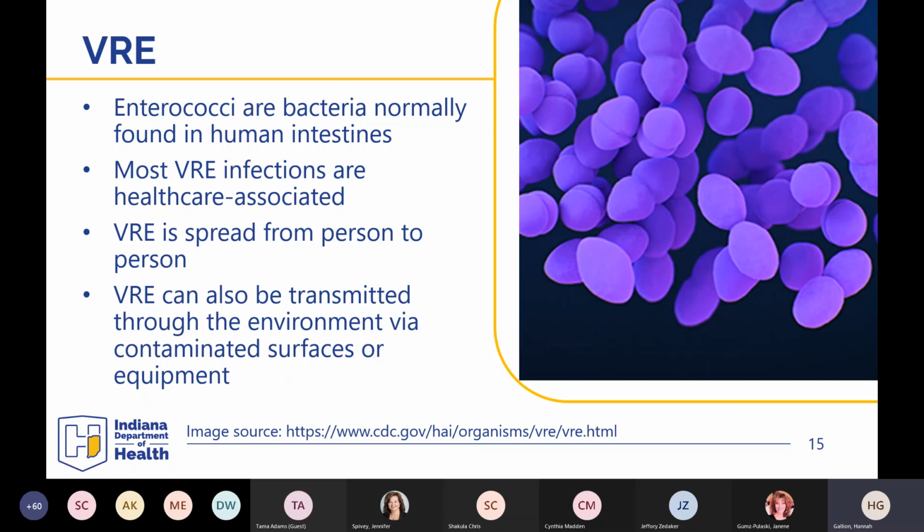VRE is listed as a serious threat in the report. Enterococci are normally found in human intestines. Nearly all VRE infections happen in patients with healthcare exposures. It can be transmitted person to person and also through the environment through contaminated surfaces or equipment. From 2012 to 2017, the number of VRE infections decreased. However, VRE is increasingly resistant to additional antibiotics, making treatment difficult.